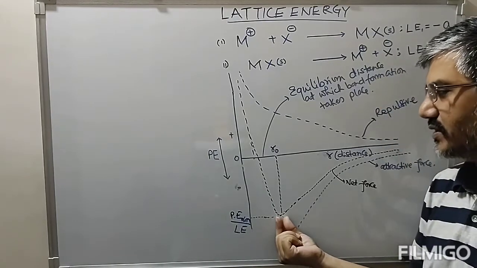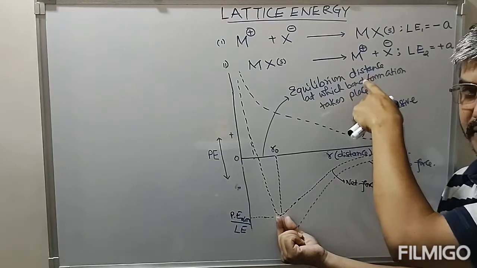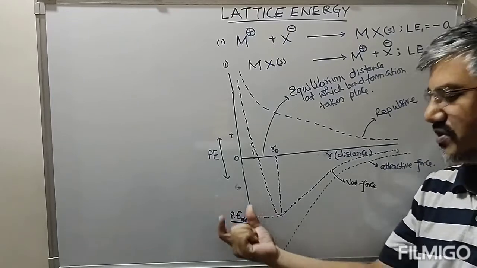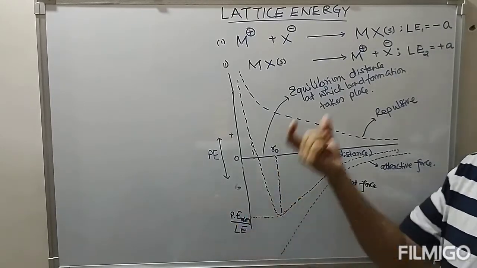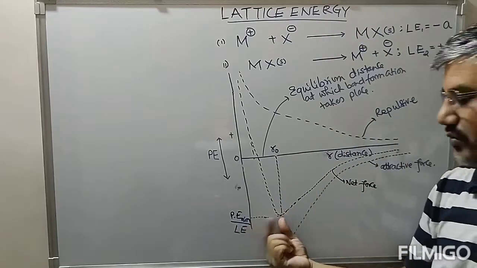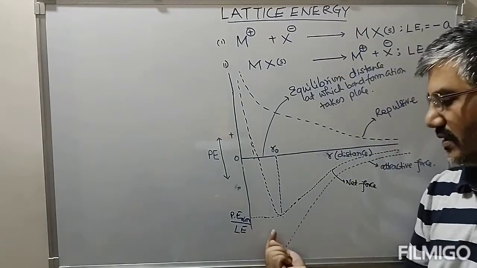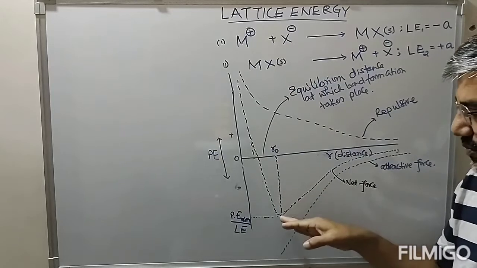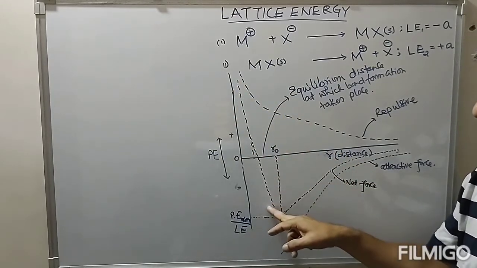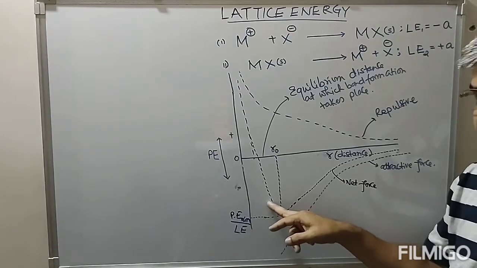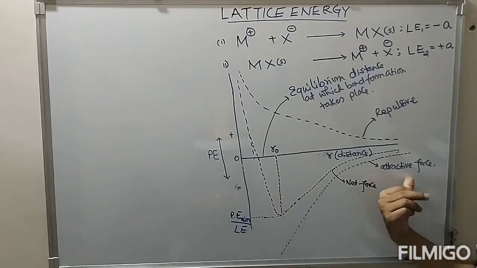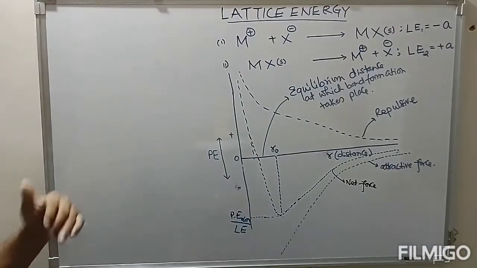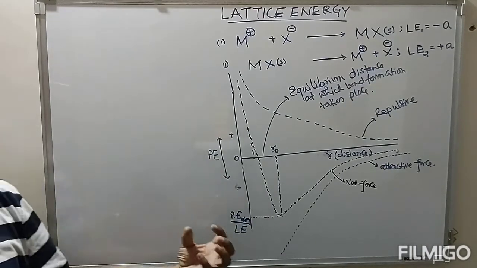At this minimum point, that is R naught, which is known as the equilibrium distance, the bond formation takes place and the potential energy becomes minimum, and this minimum potential energy corresponds to the lattice energy of that particular compound. Beyond this point, if the distance slightly decreases, energy steeply increases. That means beyond this point, in this portion of the graph, the repulsive force is much larger than the attractive force. So this is how we define lattice energy graphically.